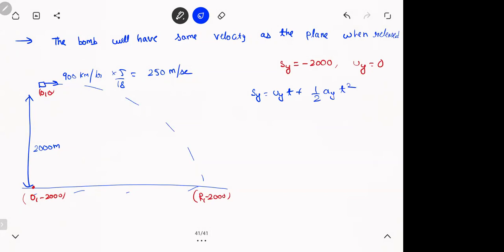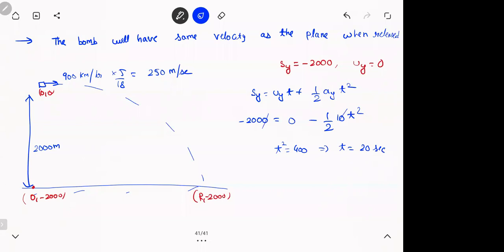So this is what I was telling you from day one. Like, you know, the formulas are only 3. S is ut plus half a t square. This only we keep using and playing. We are not doing anything new. Uy is 0. Half g is 10 t square. 0, 0 cancels out. T square is 400. Time is 20 seconds.